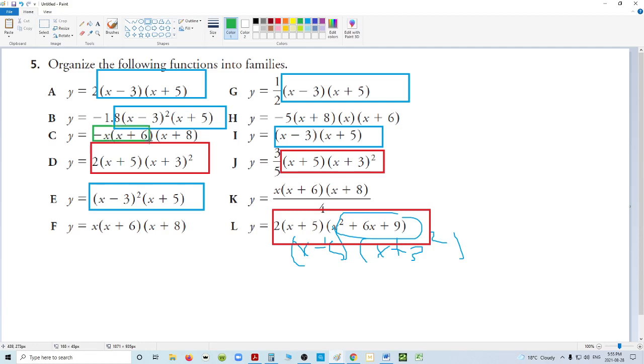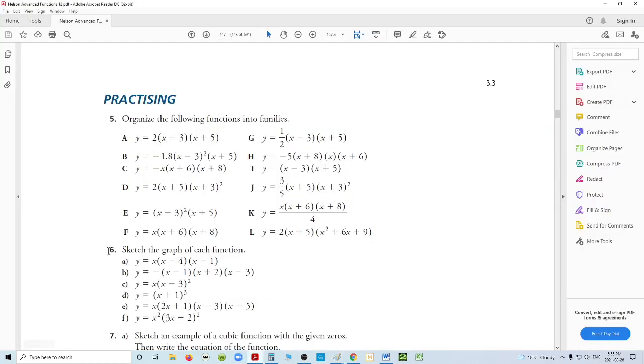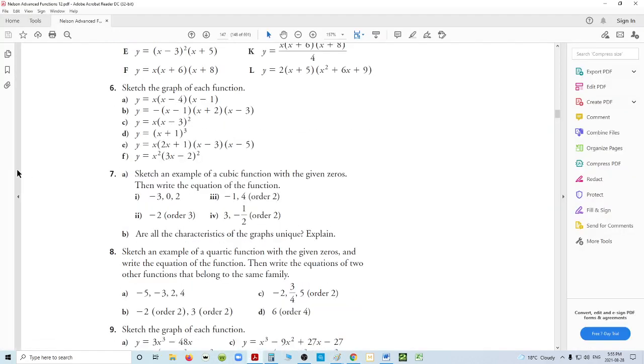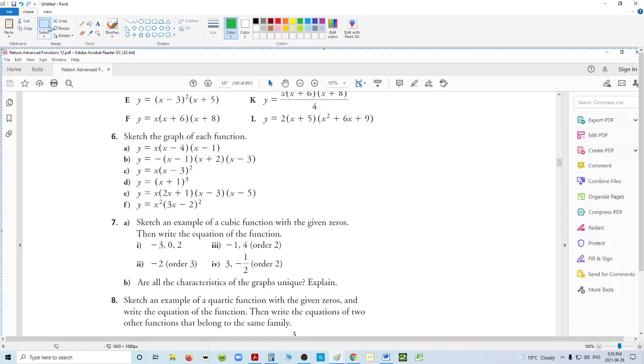Oh, no. We're looking for 0 plus 6 plus 8. 0 plus 6 plus 8, and 0 plus 6 plus 8. So you can see they all go into 3 families. They all share the same x-intercepts. Now that isn't always what makes a family. I believe you can have families with the same vertex or the same slope. But that's a basic idea of what they're looking for.